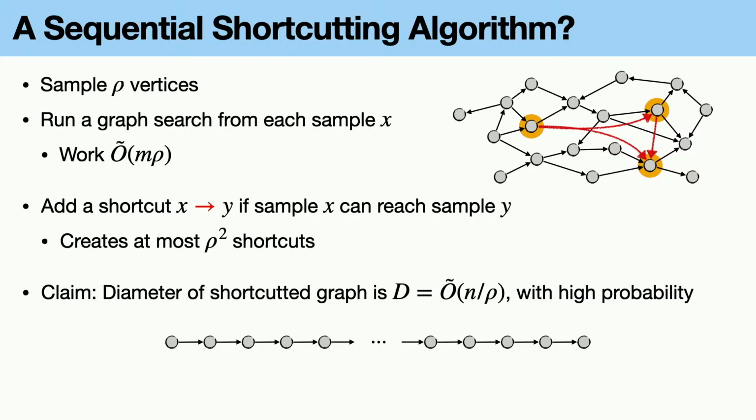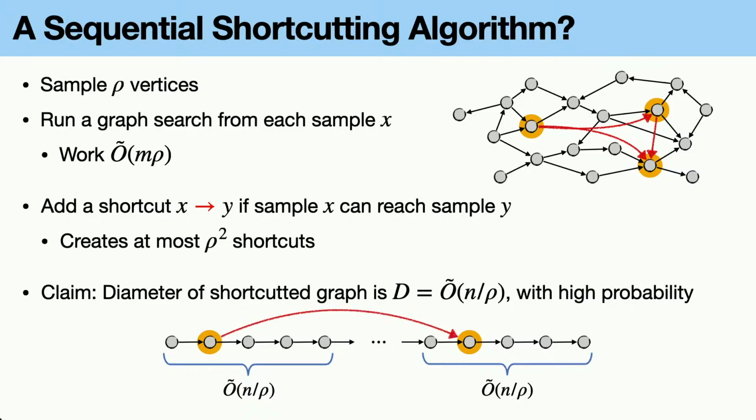And you can see that just by looking at a path in the graph. If I focus on the beginning of the path, the first n over rho vertices are very likely to have a sample selected. And if I look at the end of the path, the last n over rho vertices are likely to have a sample. And I'm drawing shortcuts between all pairs of samples, so I get to shortcut directly. And now I have this green path that has not very much at the beginning, not very much at the end, and one edge in between. Okay, now this is an expensive algorithm, right? It has work that's superlinear, but very simple. It's also sequential.